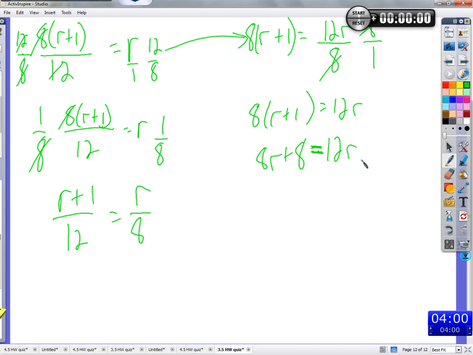Tell me what to do here. Come on. Can anyone see how we can get it so that there's only r on one side? Hunter? You could go minus r, or minus 8r. Minus 8r. What's 8r minus 8r? 0. 0 plus 8 is 8. What's 12r minus 8r? 4r. r is 2.